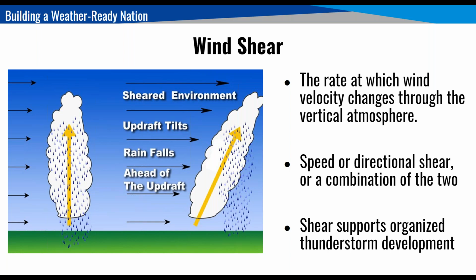You can see on this image, the left-hand part that you can see here with my cursor, that shows a completely upright updraft thunderstorm. When this happens, essentially it develops and then collapses on itself. This is kind of what we see with pulse thunderstorms during the summertime.